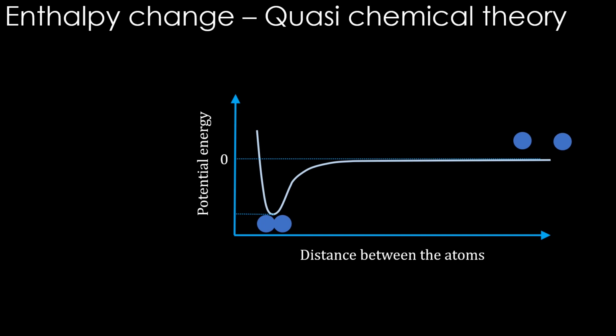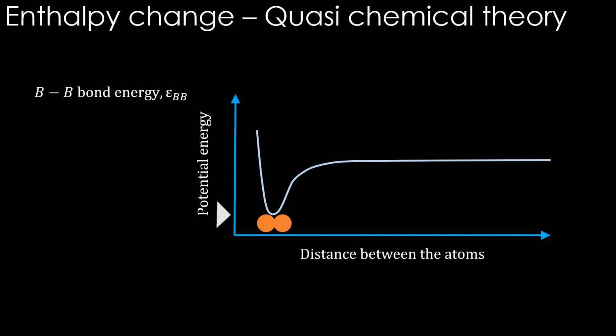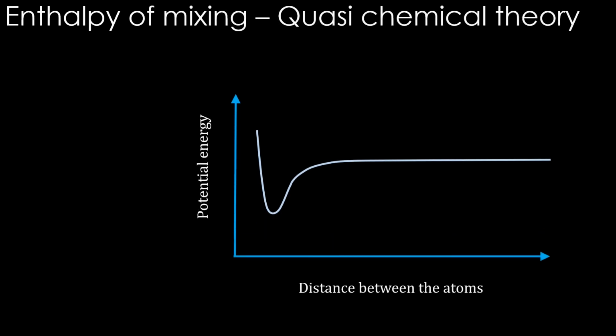Let's say the bond energy among A atoms, the AA bond energy, is this. It is denoted as epsilon AA. Similarly, for some other element B, the BB bond energy is this, denoted as epsilon BB. When A and B atoms are reacting or mixing, AB bonds are possible. The bond energy is denoted as epsilon AB. Now, according to the quasi-chemical approach, the enthalpy change is the change in the bond energy alone.